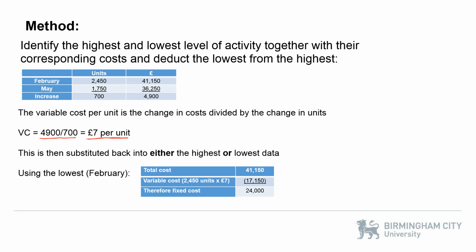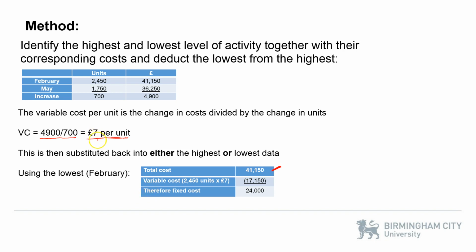We now need to work out the fixed cost. So we go back to either level of activity. We can choose the February level or we can choose the May. We will get the same answer. So let's take the February level of activity. The total cost is 41,150. So that's here.